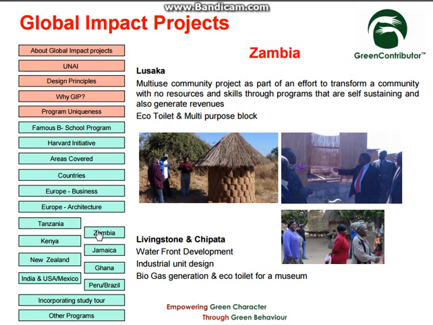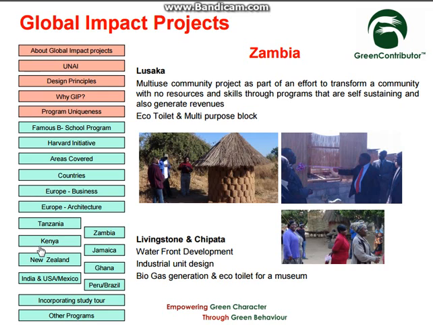In Zambia, we did a project. There were multiple projects, both for architecture and for the business students. This was a multi-use community project, part of an effort to transform a community that had no resources. There was no rain. 99% of the community was illiterate. They did not have any skills. And how would you transform this community to become self-sustaining?